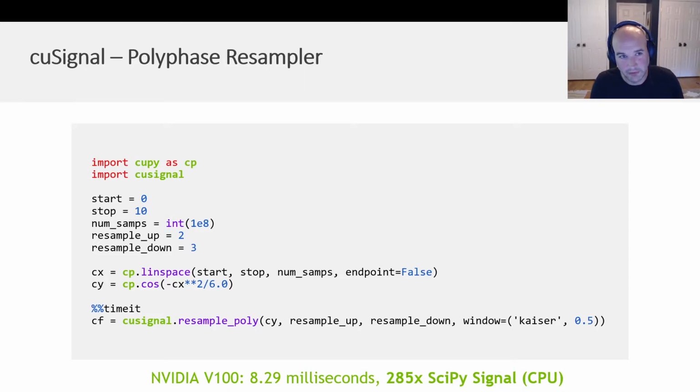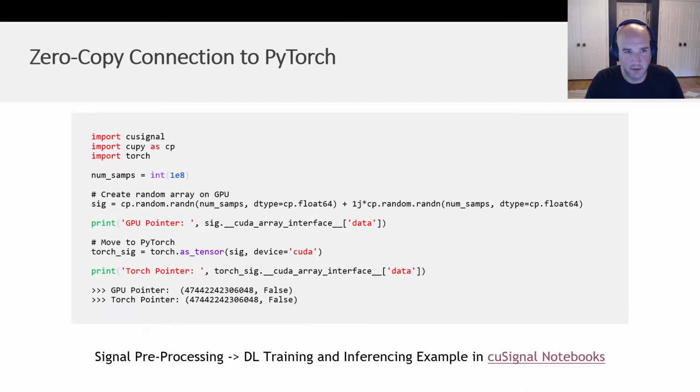And as we move to cuSignal, everything you see in the code that's green is what's changed. Instead of NumPy, we import CuPy, and instead of SciPy signal, we import cuSignal. So trivial code change here, right? And this is 285 times faster than the CPU on a V100. cuSignal works not just on these big data center GPUs, it also works on the Jetson Nanos. So on any CUDA-enabled GPU, cuSignal fundamentally works.